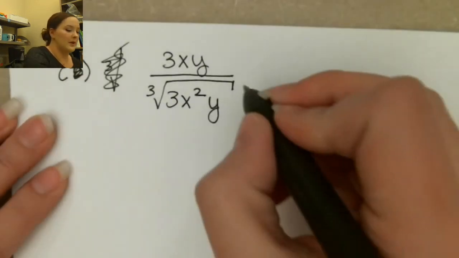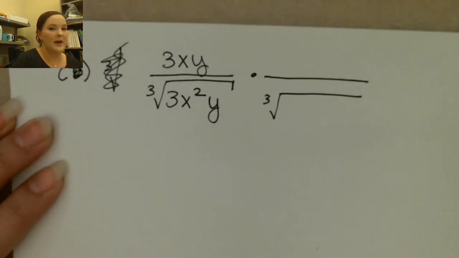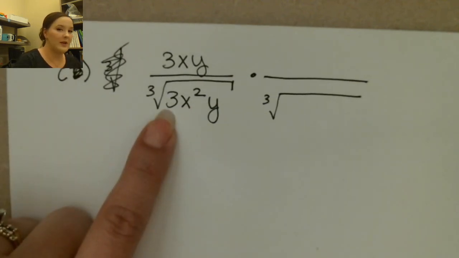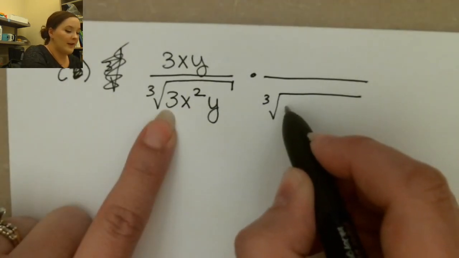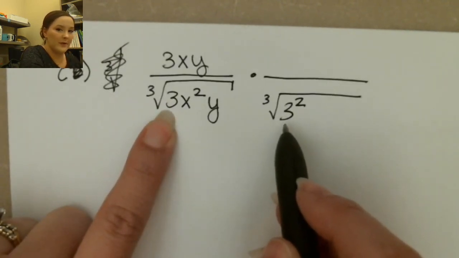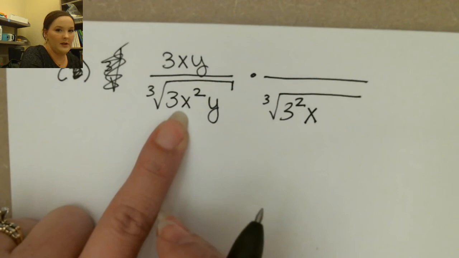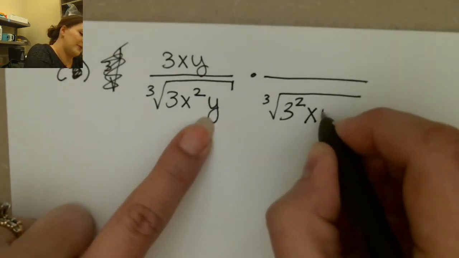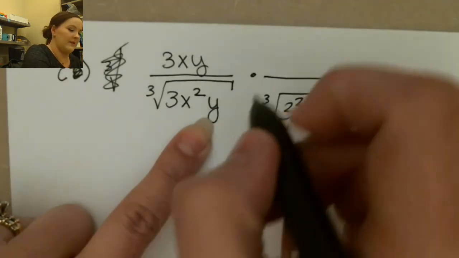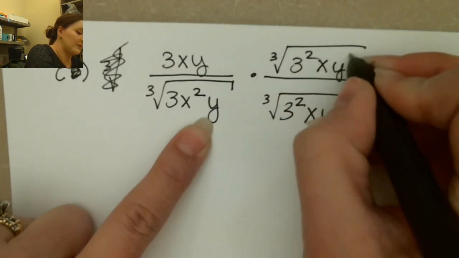Okay, so just like the previous example, what we're looking to multiply by is something that's going to give us a perfect cube. So I have one factor of 3 here. I need 2 factors of 3 here to make a perfect cube. I have 2 factors of x. I only need 1 more to have 3. I have 1 factor of y, which means I need 2 more to make a perfect cube. And then I'm going to mirror that in the numerator. So I'll have 3 squared x y squared.